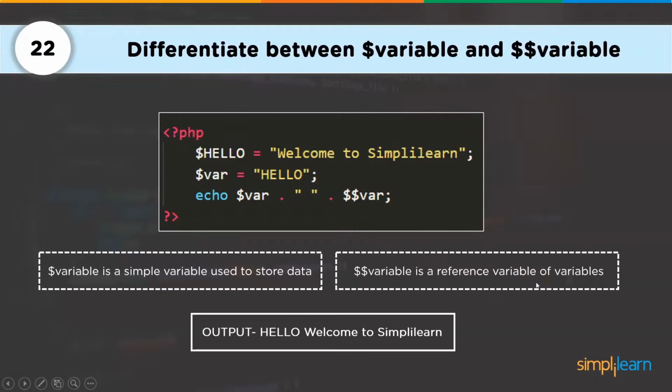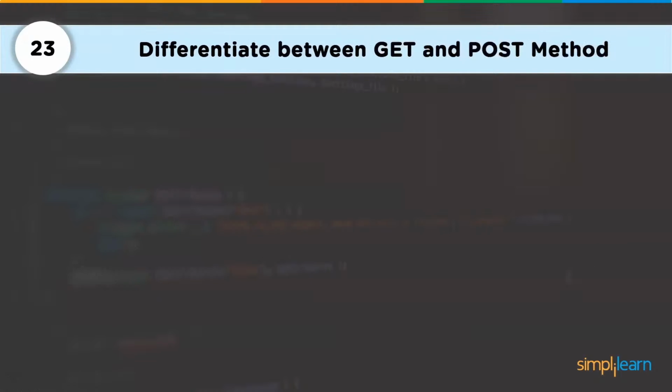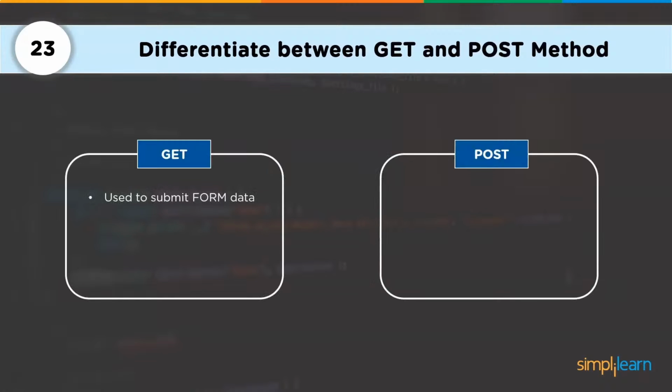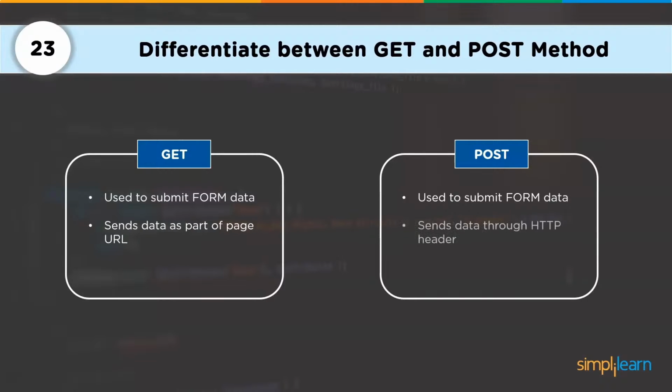Next, differentiate between get and post method. Now the get method is used to submit form data, while the post method is also used for the same feature. So the difference between them is that the get method sends data as part of the PHP page URL, the web page URL, while a post method sends data through the HTTP header.